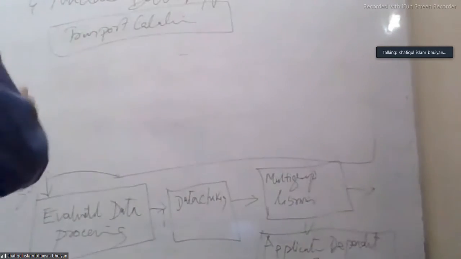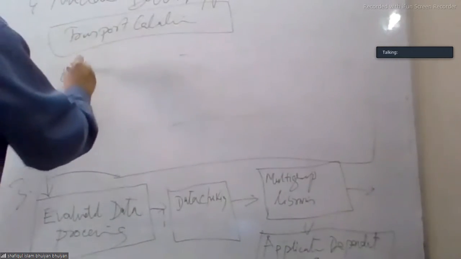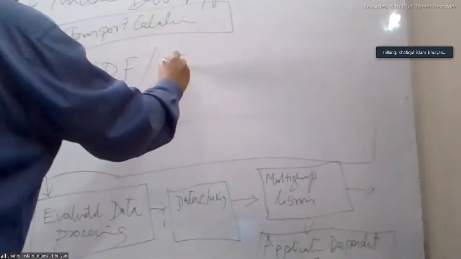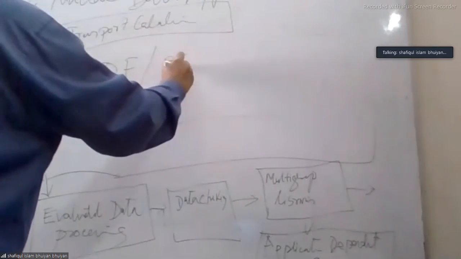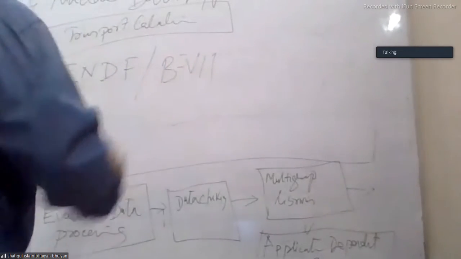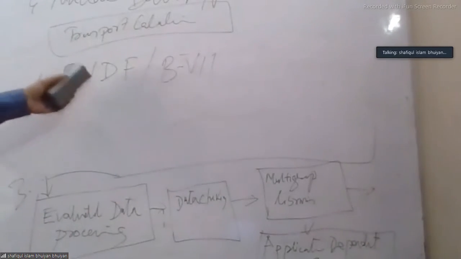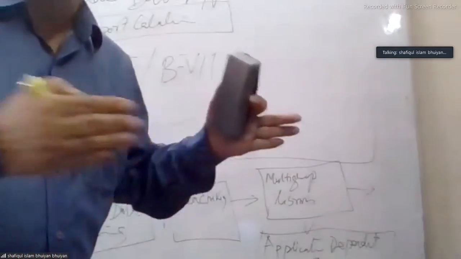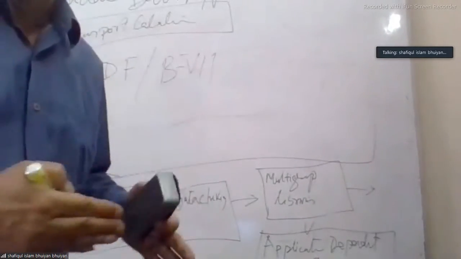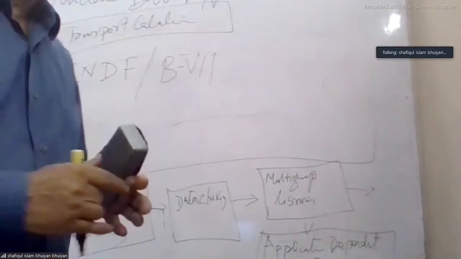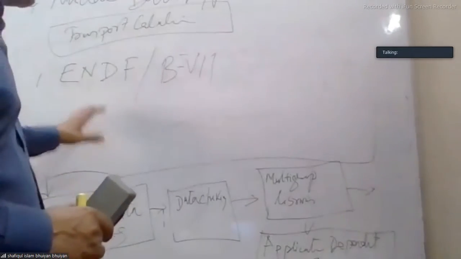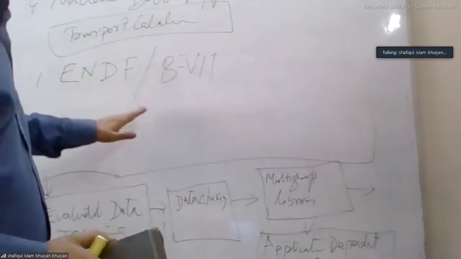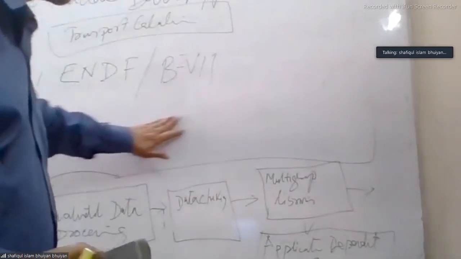So number one is ENDF. I think it is B7 now. ENDF, evaluated nuclear data files. So there is a file, and a file contains all the data after checking that these are valid data. Then these evaluators have two libraries, data library A and library B, and only library B is disseminated to the users.